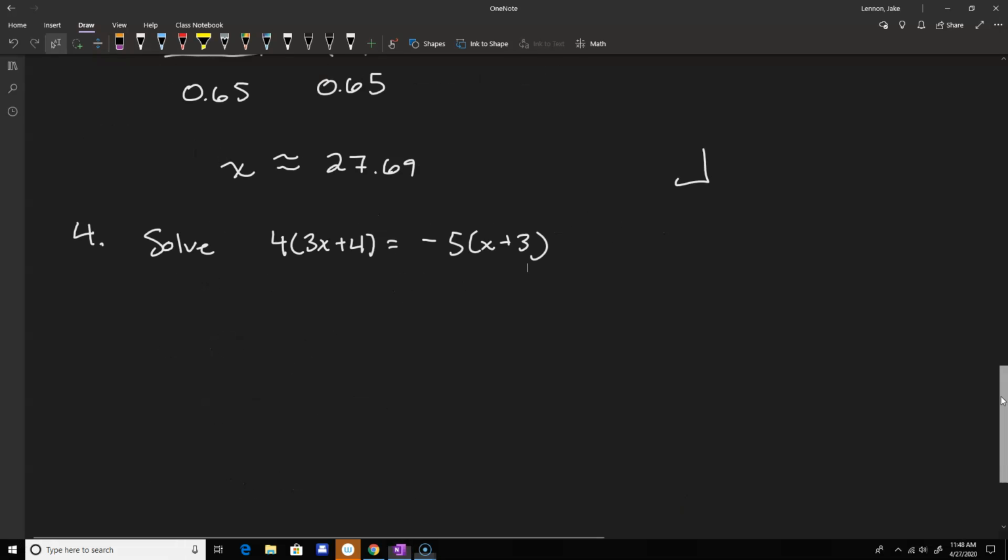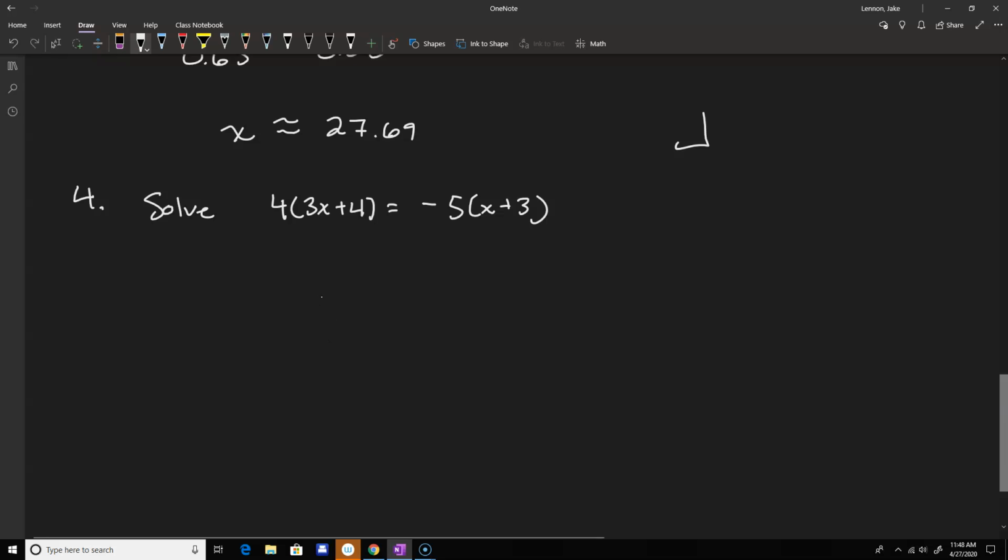For number 4 here, we're just solving a linear equation. The only thing we really have to do is distribute and then collect x's on one side and regular numbers on the other. So we distribute on the left, 4 times 3x is 12x, and then 4 times 4 is 16, so this is plus 16. And on the right-hand side, we have to not only distribute the 5, but also the negative symbol. So this comes out to negative 5x, and then negative 5 times 3 is going to be minus 15.